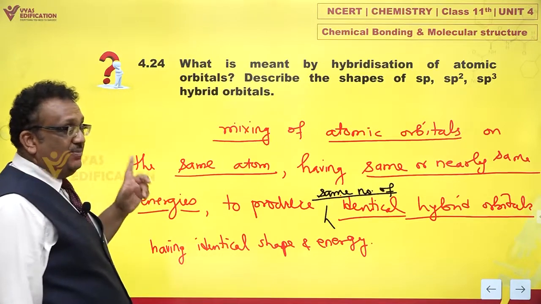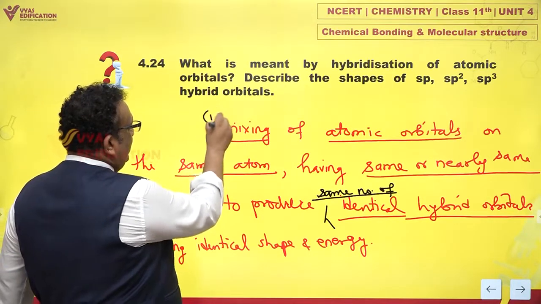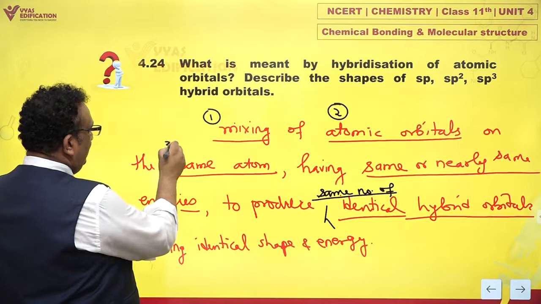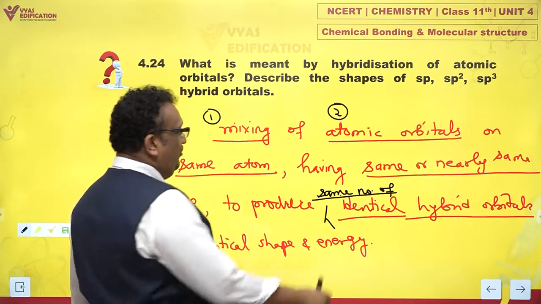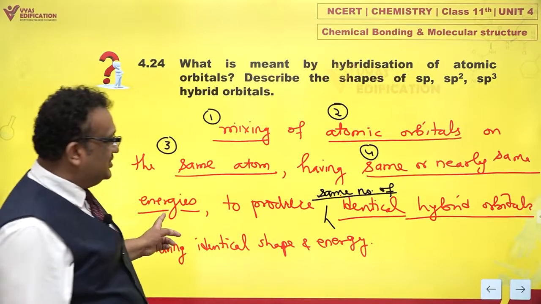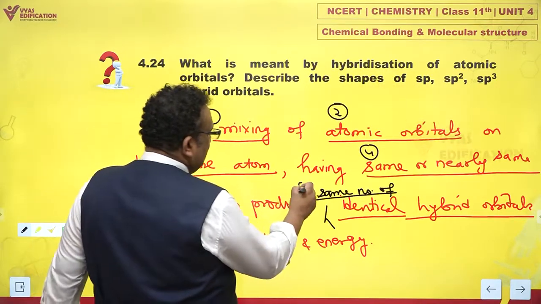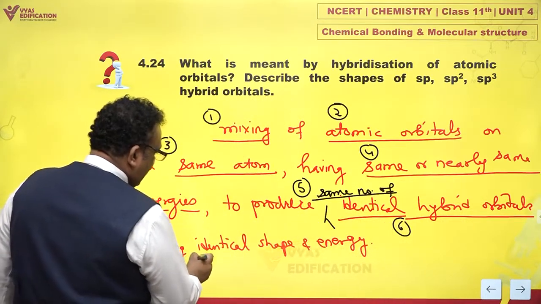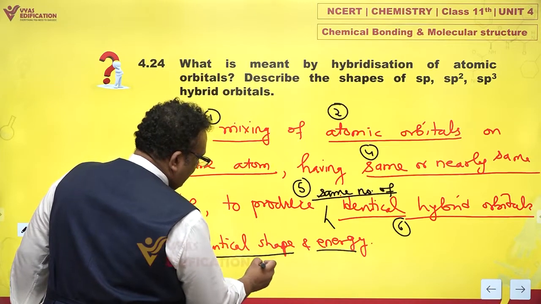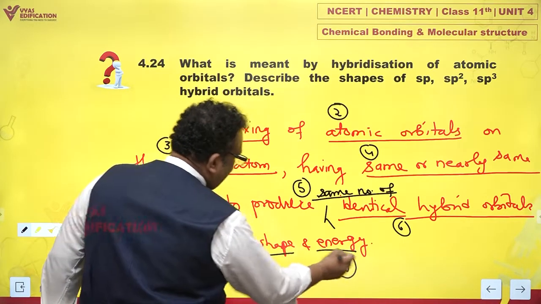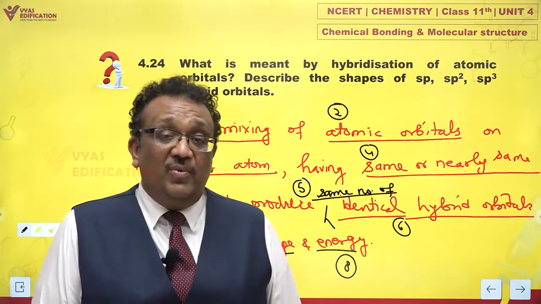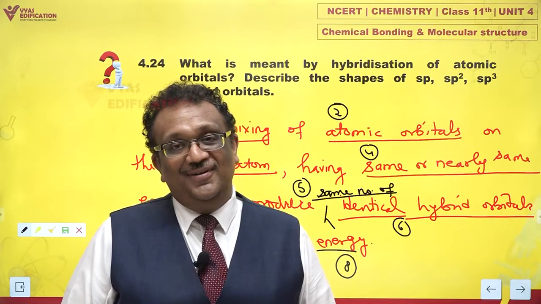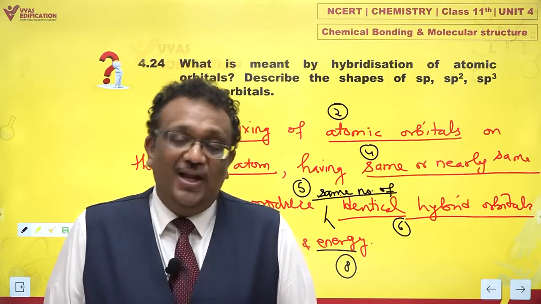So let me repeat, what is hybridization? Hybridization is, first point, mixing of what? Atomic orbitals. And where are they? They are on the same atom, which have same or nearly same energies, to produce same number of identical hybrid orbitals having identical shape and energy. There are 8 keywords in this single sentence of definition of hybridization, and each of them is unforgettable, indispensable, and very important. Do make sure that you don't eat away any part of it.